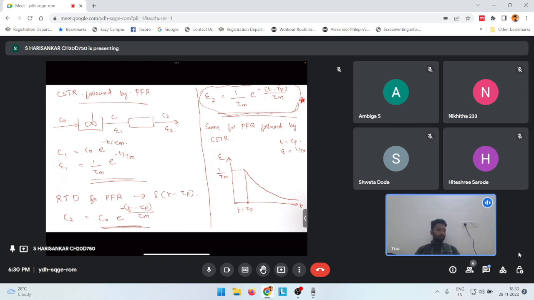So is this clear? I just briefly went through the results and distribution concepts for non-ideal reactors. Is this understandable? Is this clear? If anyone has any doubts, you can always unmute and ask, or type it in the chat, whichever you wish.